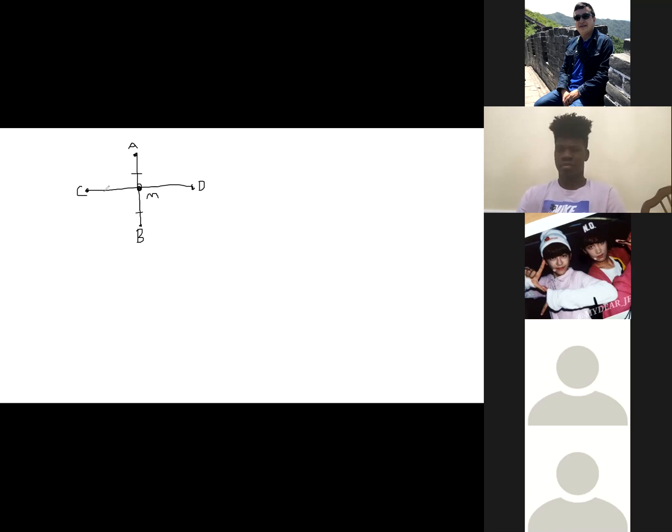This is the same length as that, and these two line segments are the same length. And it tells you that AB is equal to 4 times CM. So let's say this is CM from here, and this is AB. So AB equals 4 times CM. So if CM is X, AB equals 4X. Right? Is everyone following so far?